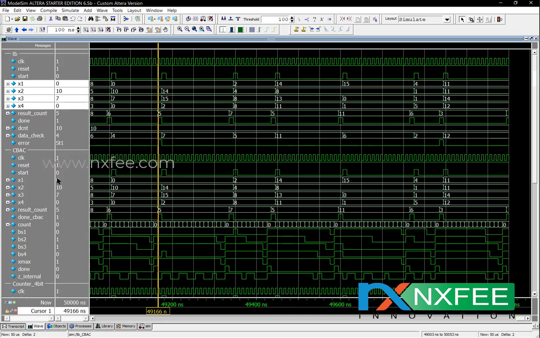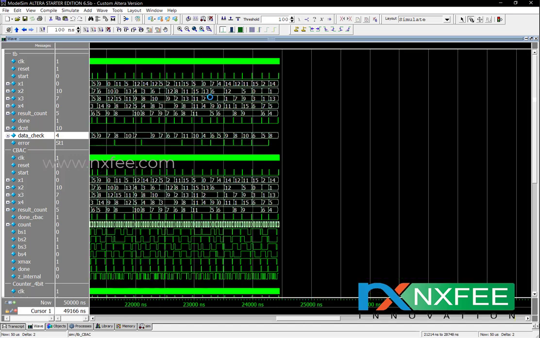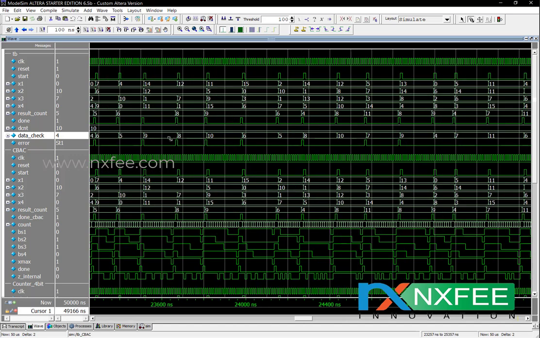Here the data check value we generated, and here the outputs you can see: 7, 7, 5, 5, 11, 11, 6, 6, 3, 2, 3. You can check anywhere. In some of the cases it will produce an approximate output; not all the outputs are accurate. So first, understand that one.